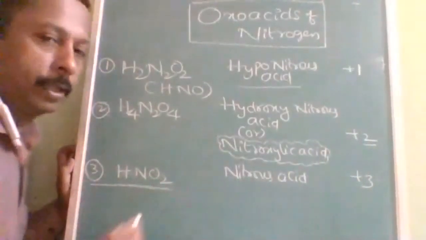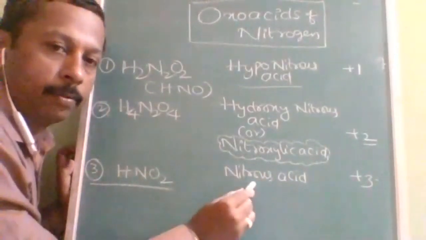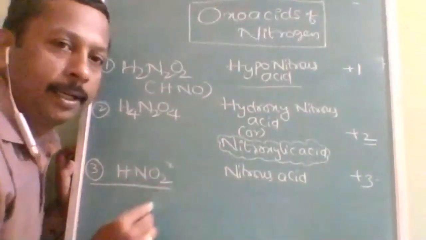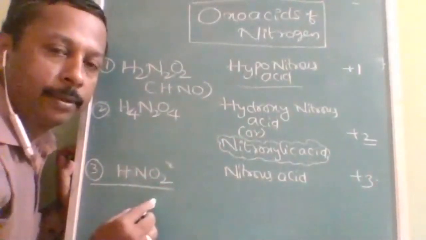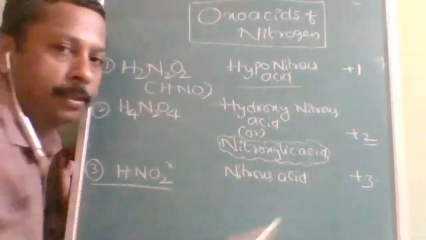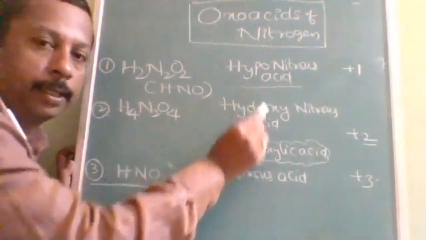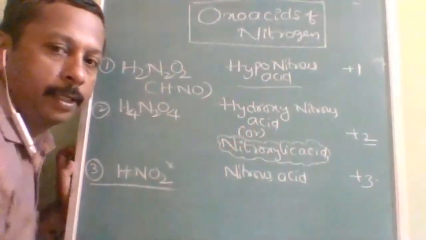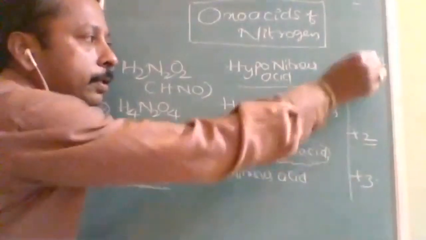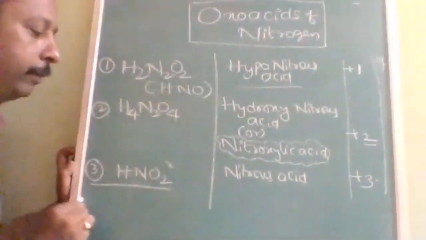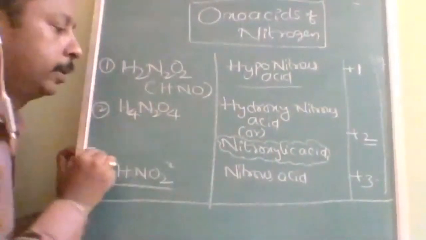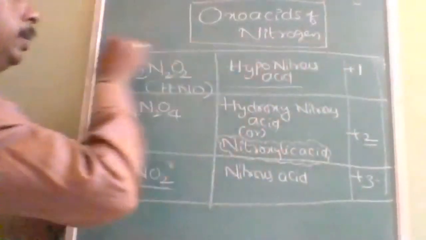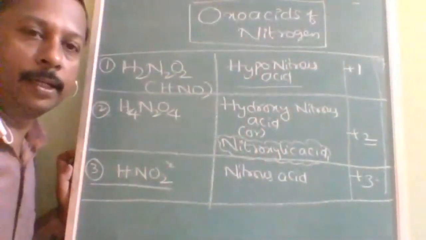And the next one is HNO2, nitrous acid. This is given in most of the books, and there are rare chances of questions being asked on this one. Nitrous acid is +3. So hyponitrous acid, hydroxynitrous acid or nitrooxalic acid, and the third one is nitrous acid, and these are the oxidation states. Whatever maximum they can ask, I have covered, and a few more I am going to cover. So these are the three oxo acids of nitrogen.